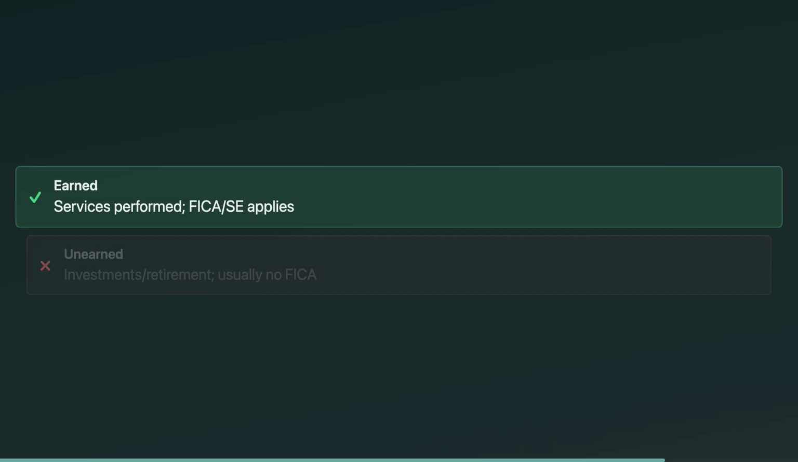Earned versus unearned income matters because of payroll taxes. Earned income is pay for services, wages, and self-employment income, and it's generally hit with Social Security and Medicare taxes. Unearned income is things like interest and dividends, and it's usually not subject to FICA or self-employment tax. EA exam tip: income tax and payroll tax are separate calculations with different bases.